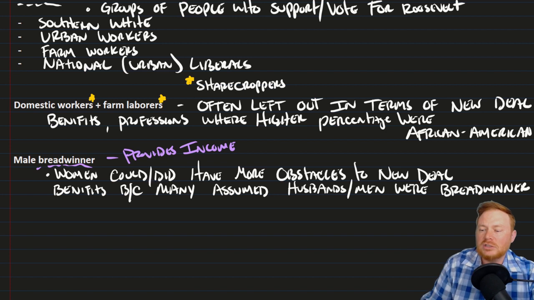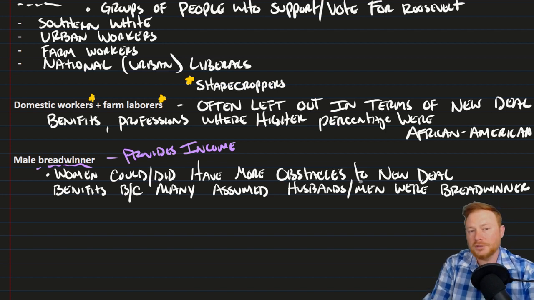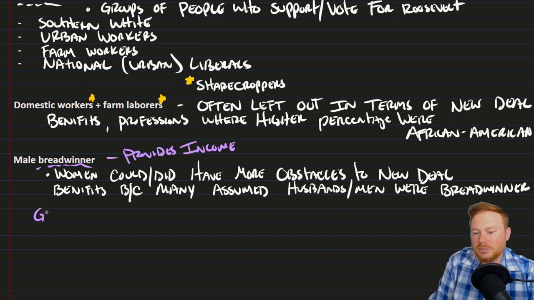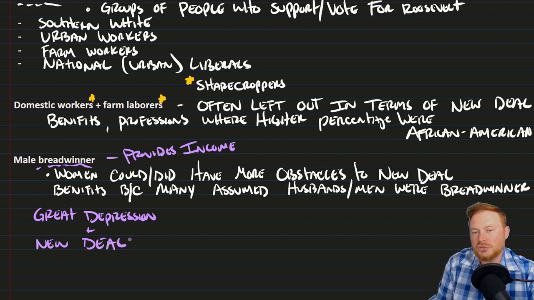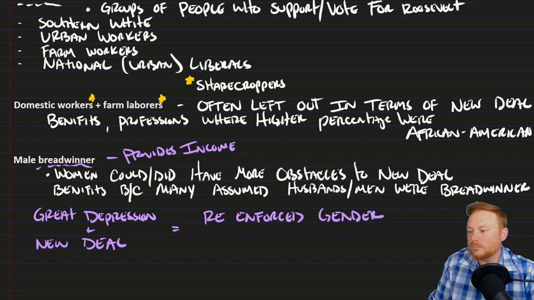So in some ways, the New Deal reinforced earlier stereotypes. And this is true of the Great Depression more broadly. And that is not just from the New Deal, but Great Depression plus New Deal. And this is in stark contrast to the earlier decade. Remember, the 1920s, there was a lot of questioning and challenging gender stereotypes. The Great Depression and New Deal, both of these things reinforced gender stereotypes.